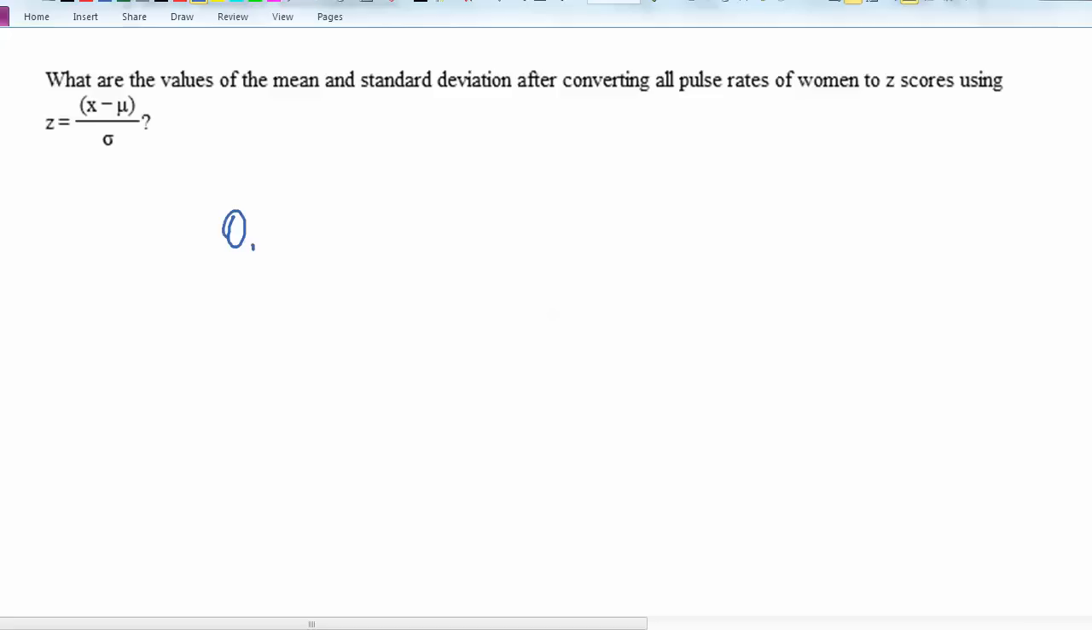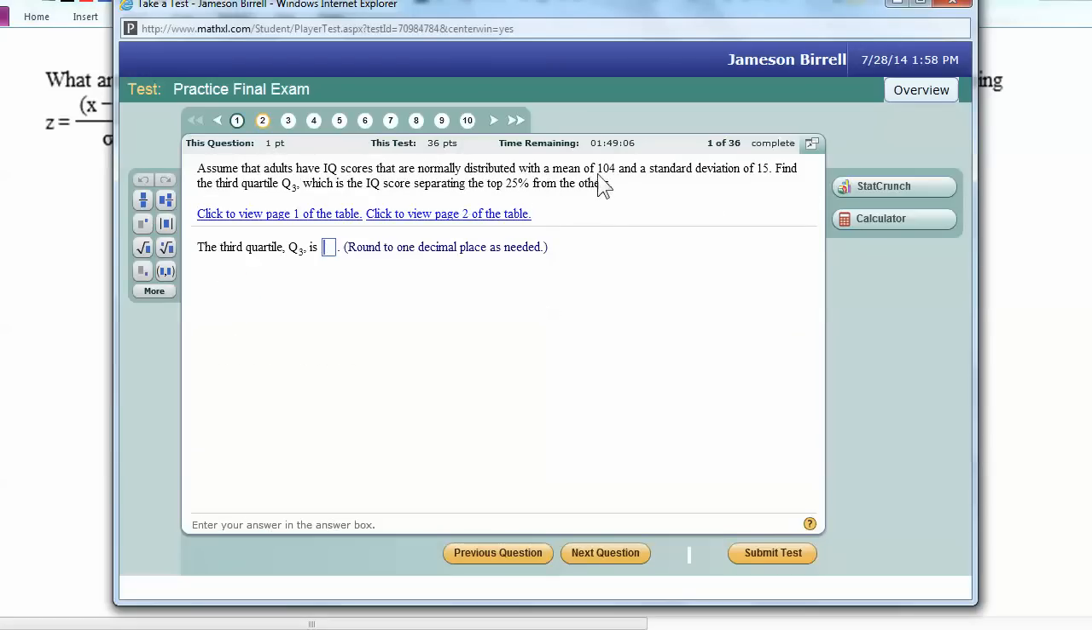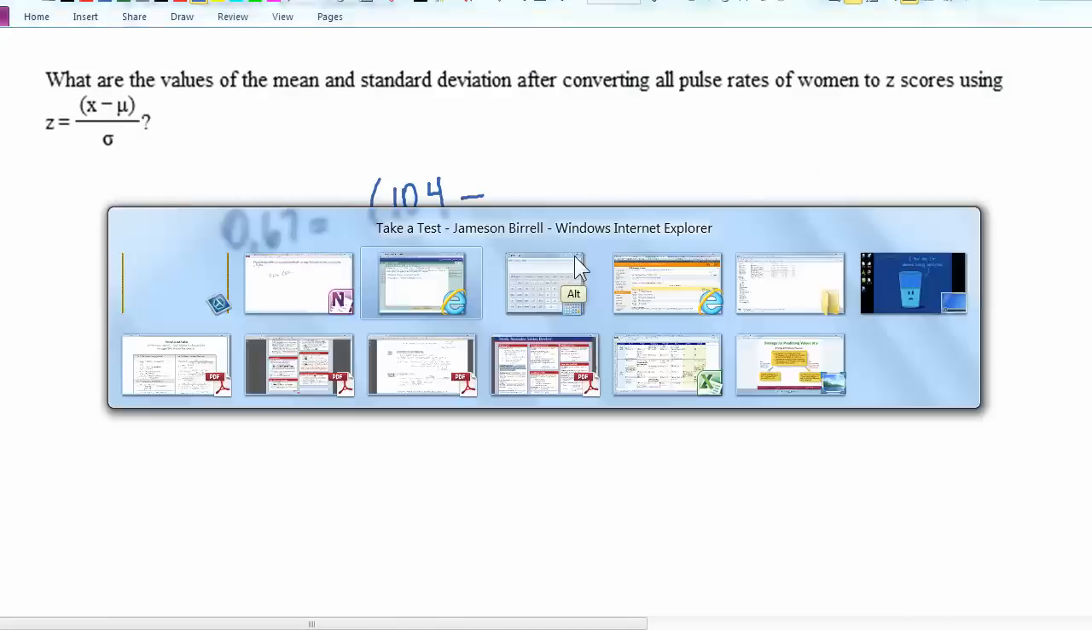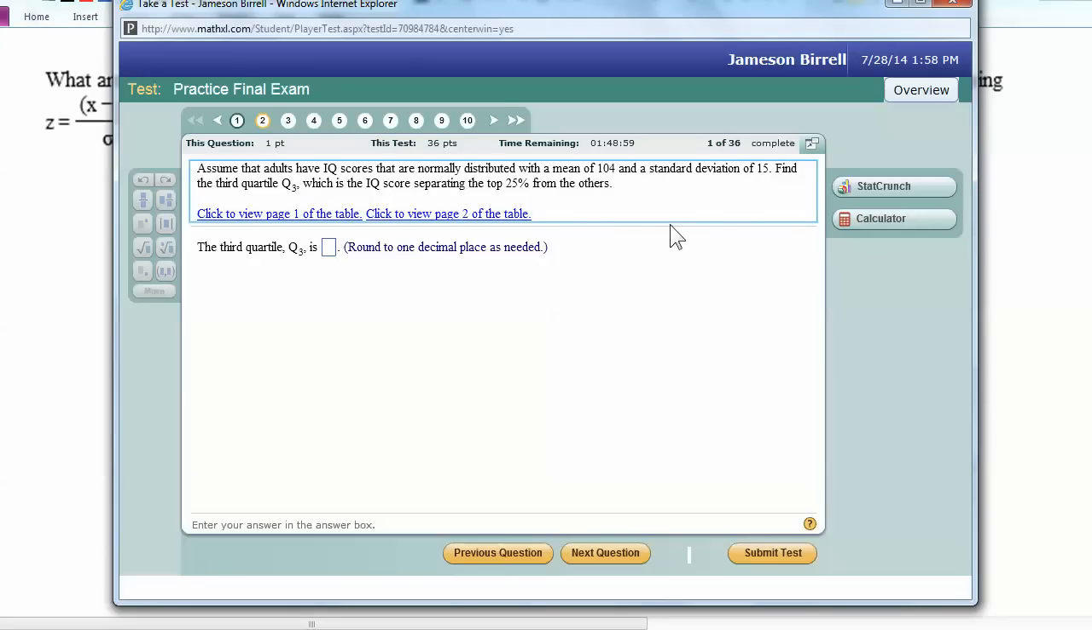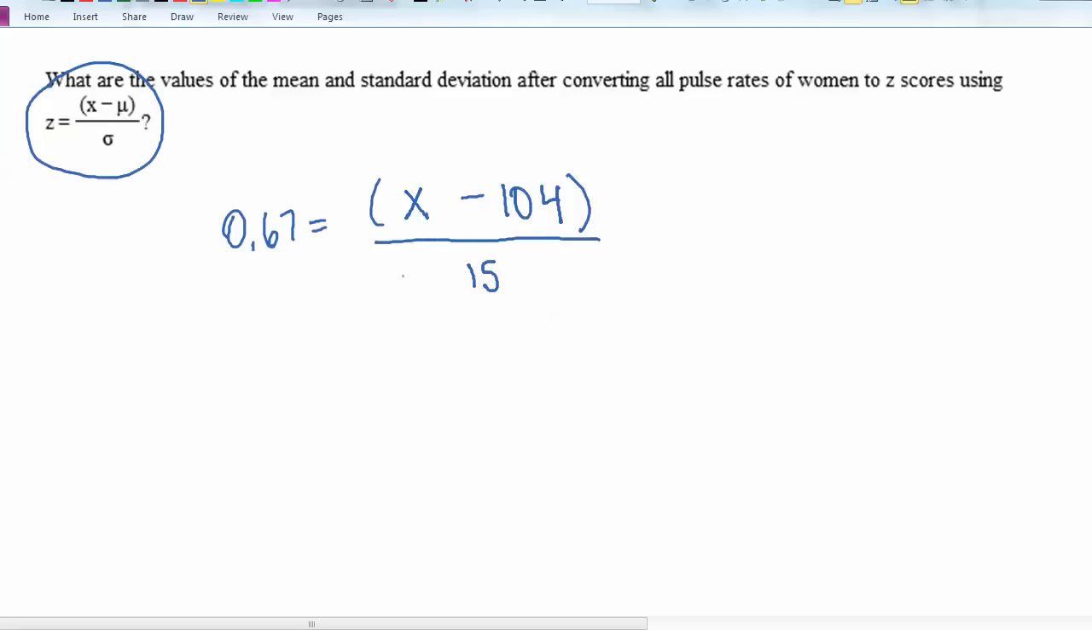So I know that this is 0.67, and for the distribution I'm dealing with, where I'm trying to find Q3, I have a mean of 104 and a standard deviation of 15. Oh, excuse me, by the way, this is the x value I don't know. A mean of 104 and the standard deviation of 15. All right, so just fill in what you have here, and then you use the algebra.